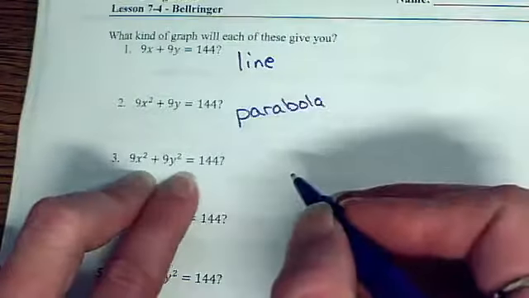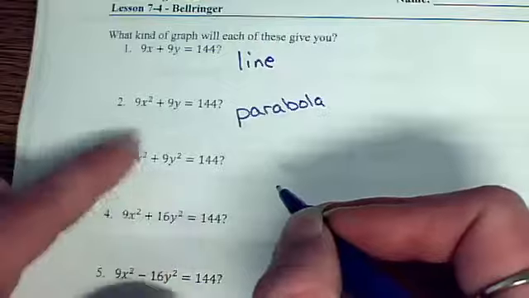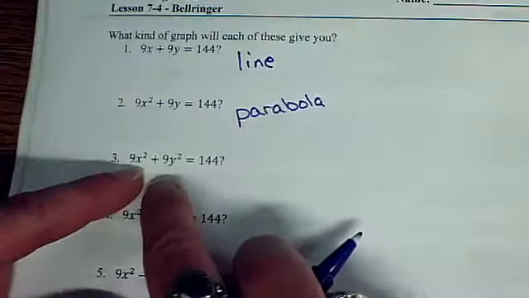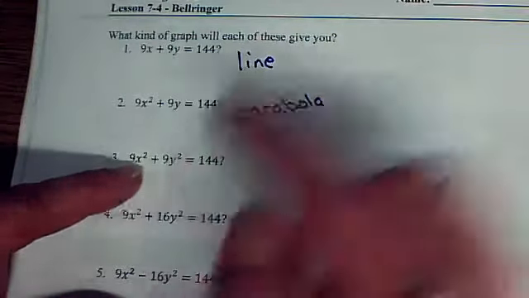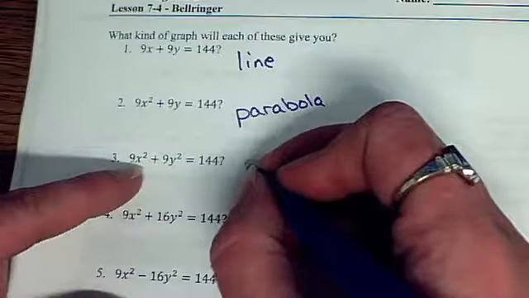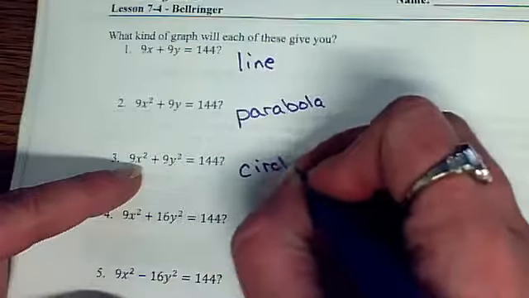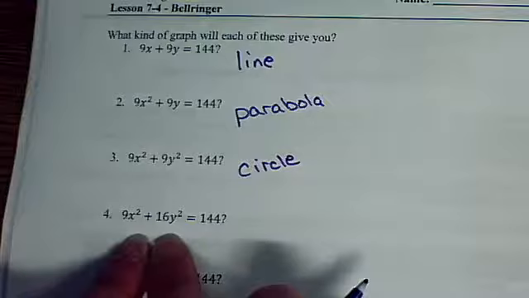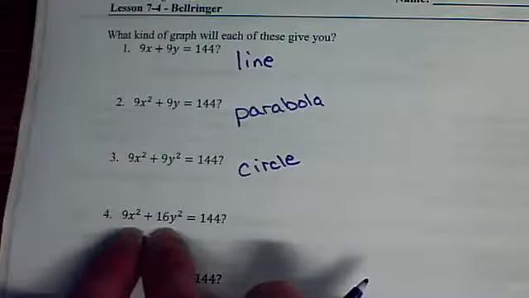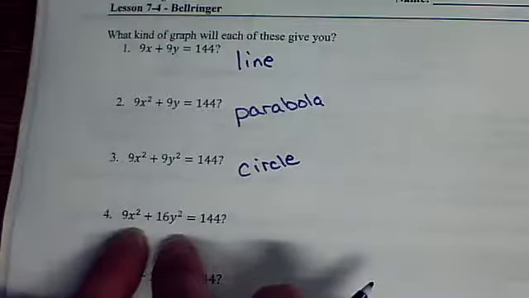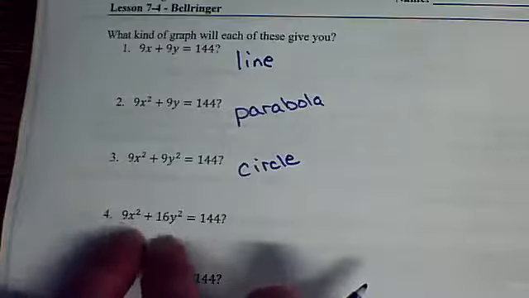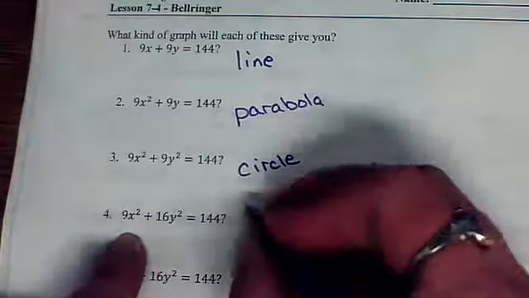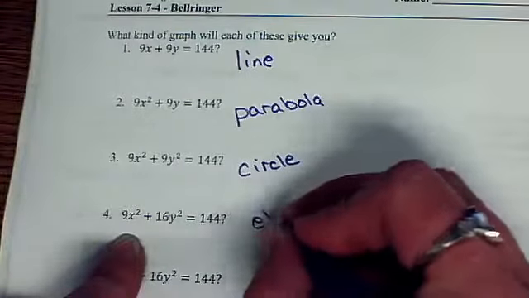We have x squared and a y squared. Now, they both have the same coefficient. So this is going to give me a circle. On the fourth one, different coefficients. So when I divide through with 144, I'm going to get different things in the denominator, which means I will have an ellipse.